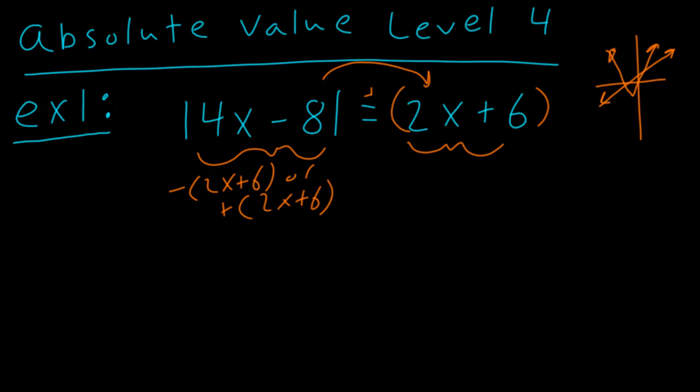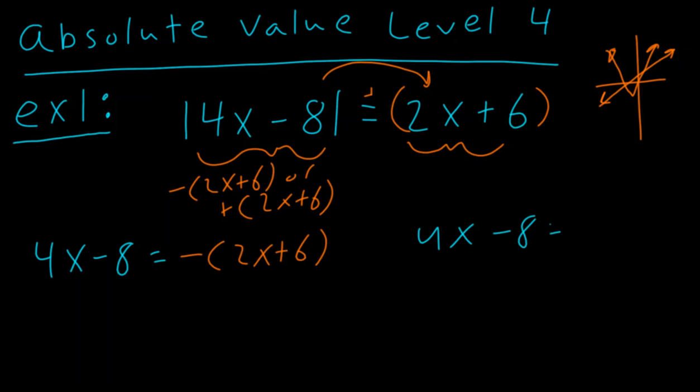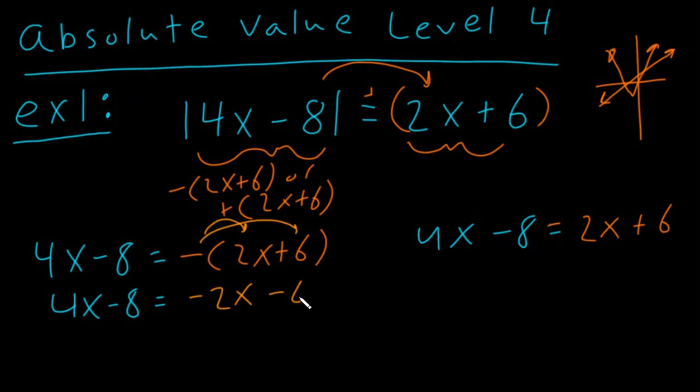Well, what we're going to do is take our original absolute value, 4x minus 8, and set it equal to both the negative version of 2x plus 6, and the positive version of 2x plus 6. Now, in the positive version, I don't need to put it all in parentheses and put a negative. However, in the negative version, I do need to put everything inside negative parentheses, because that is telling us that the negative will in fact distribute. So now I have 4x minus 8 is equal to, this negative distributes to be a negative 2x and a negative 6.